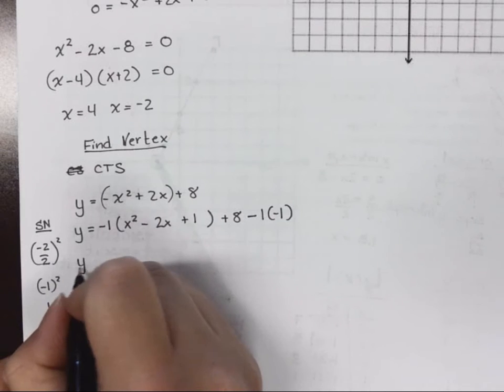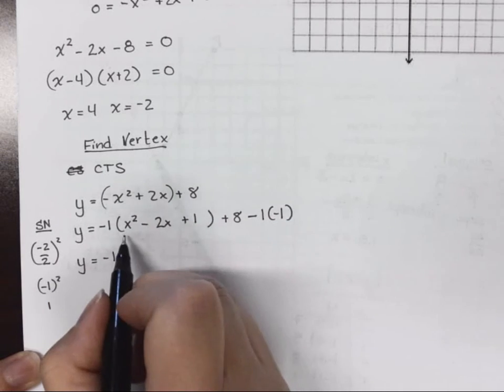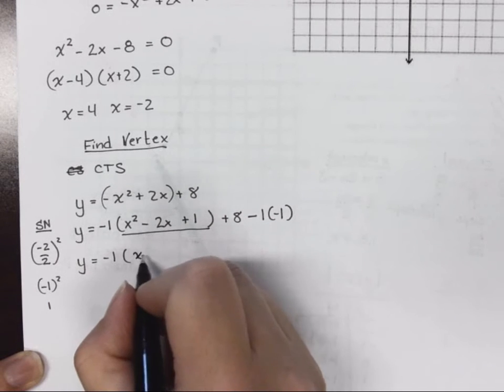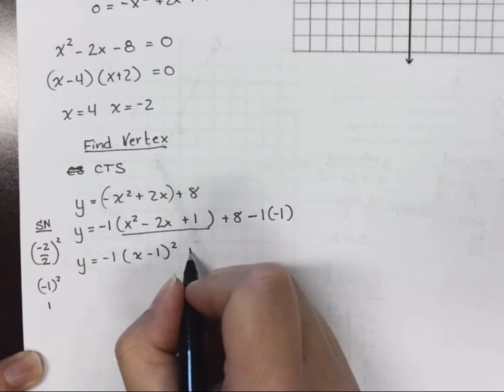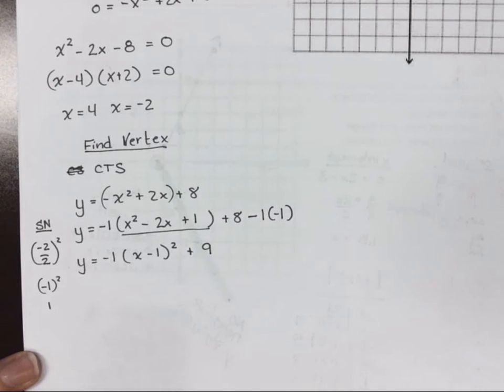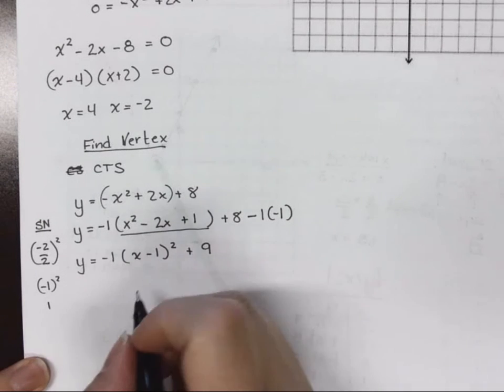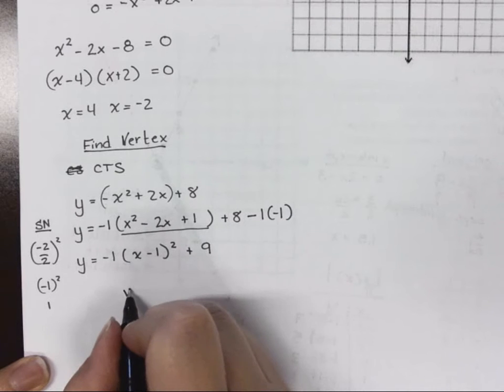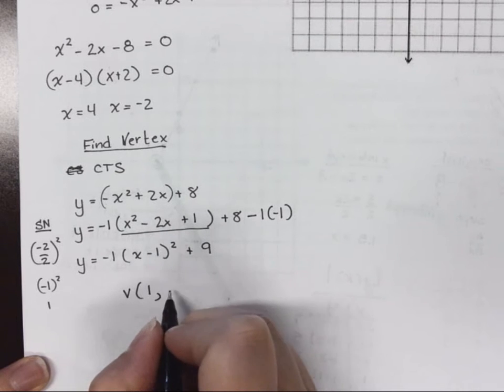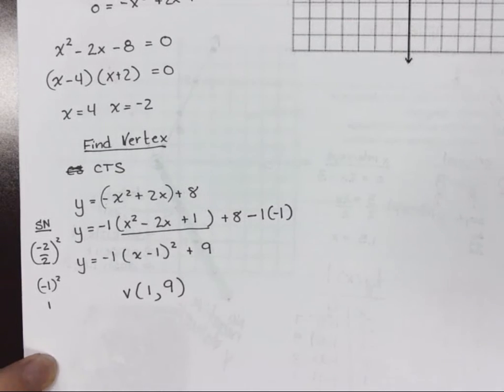Okay, so y equals negative 1. I'm going to factor that, and that's going to be x minus 1 squared plus 9. So we went from standard form to vertex form. So the plus 9 is the y of the vertex. Yes. So my vertex is at positive 1, positive 9. So when you get it in vertex form, it doesn't show you the y-intercept. Standard form does. This is a good reminder of chapter 3.